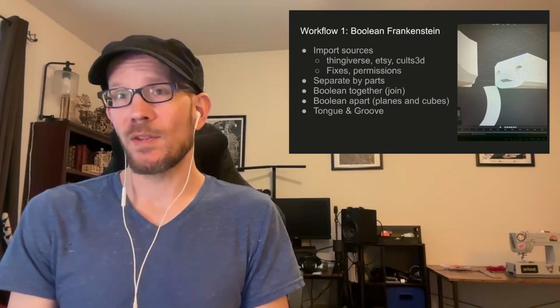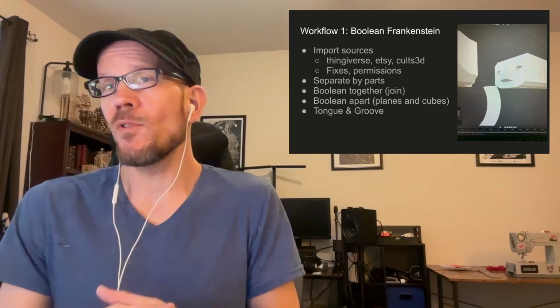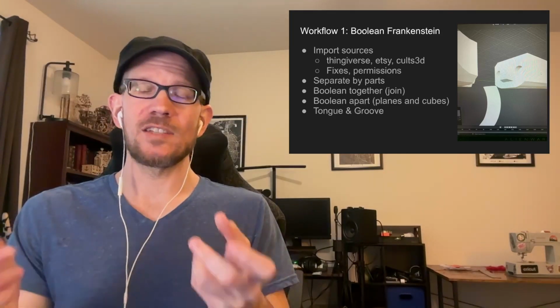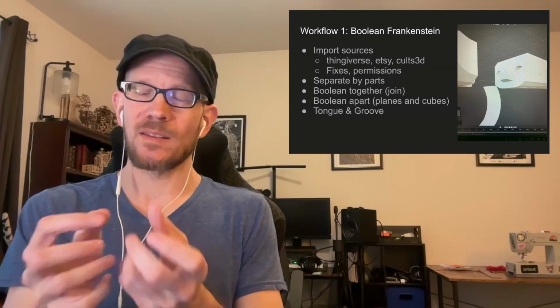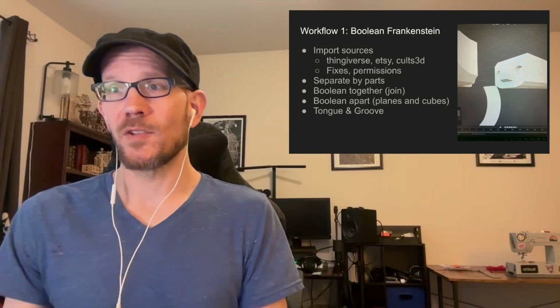And we'll talk about the method for that, how you can slice objects and add tongue and groove to those objects, which is that same Boolean process, so you can easily fit them together and make them secure when they are printed. So that's what we'll be going over in this section of the tutorial.